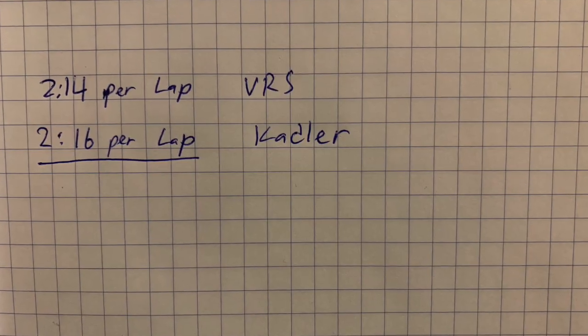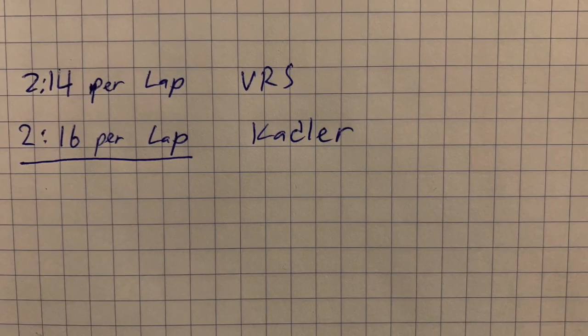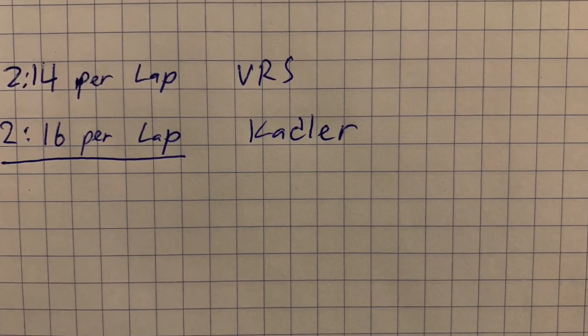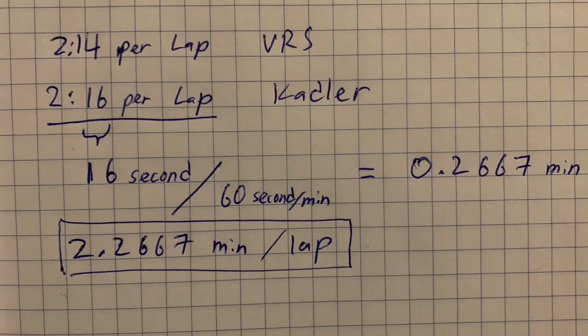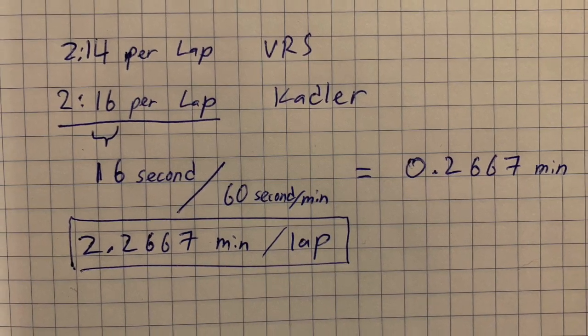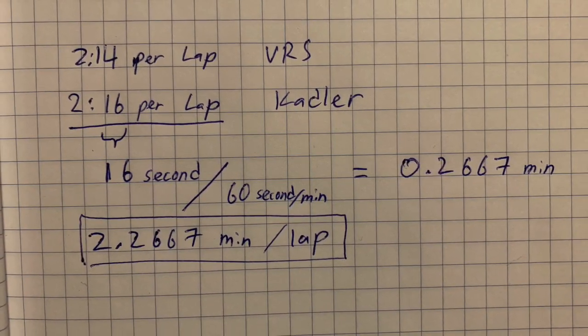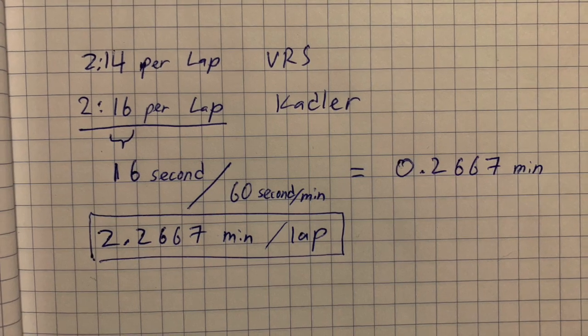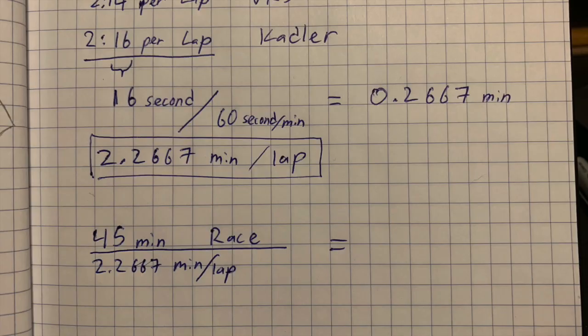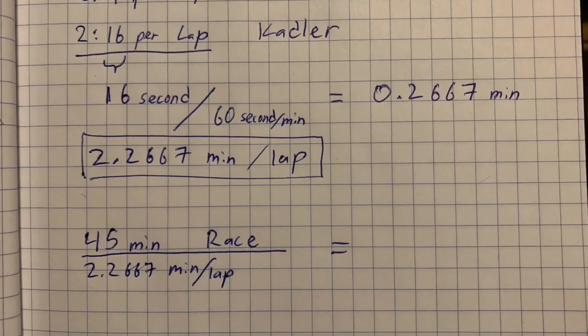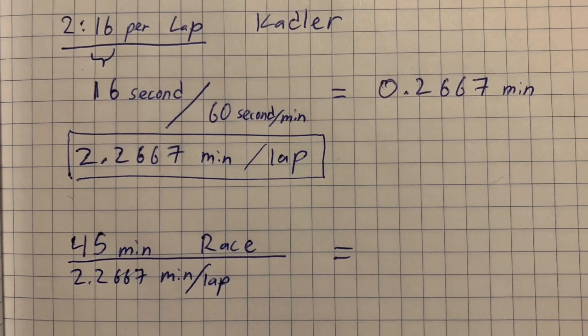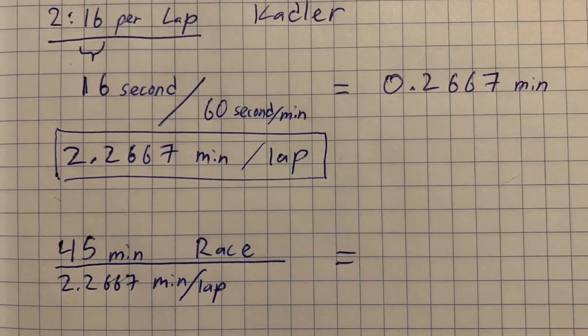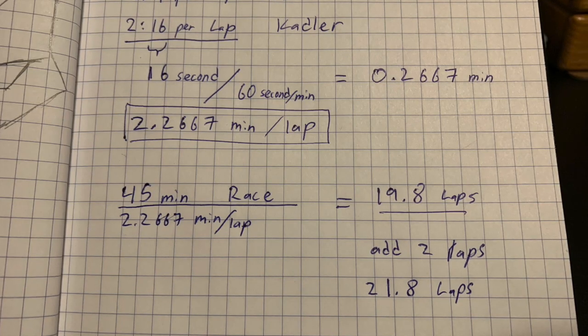Now comes the math. So take your lap time, use your own lap time, not someone else's lap time. Convert the lap time from seconds and minutes into a decimal of minutes. Easiest way to do this is to divide the number of seconds by 60. Take the race length and divide it by the number of minutes in decimal format, and it will give you the number of laps that you're going to have to run to finish the race.